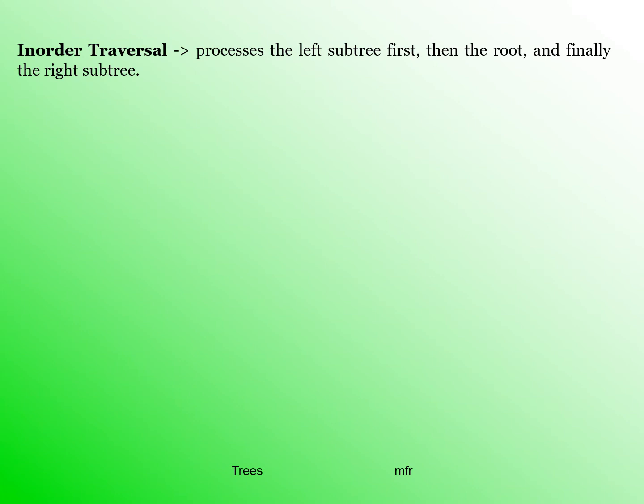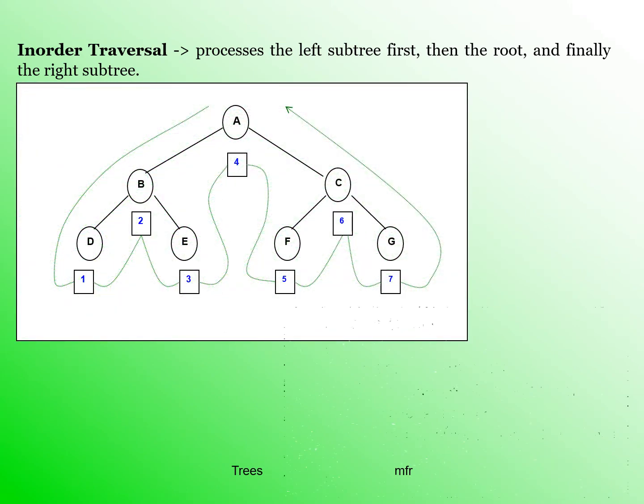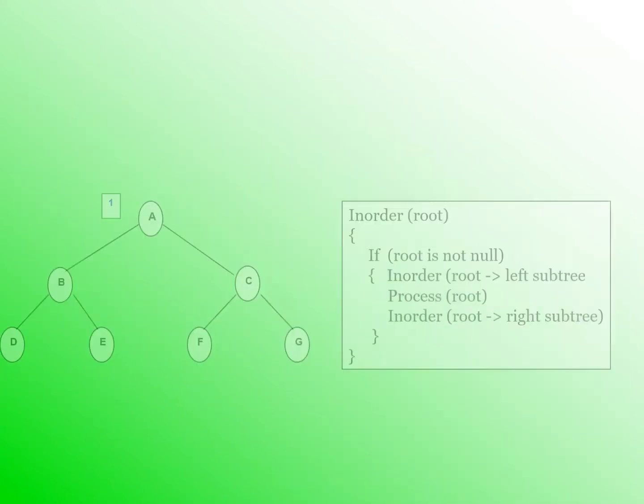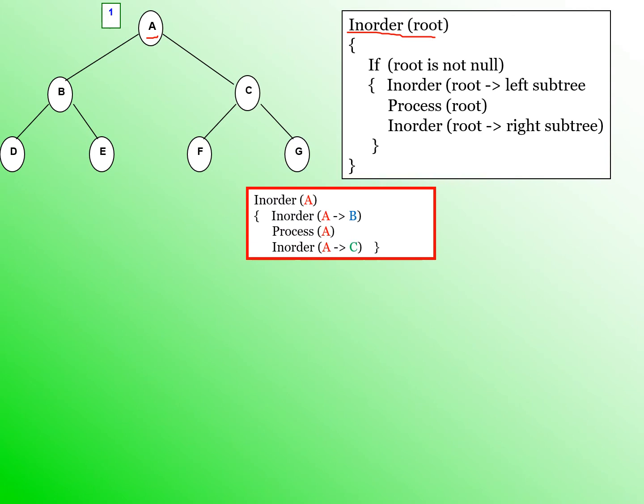Next. What if we have in order? So, in the in-order traversal, we process the root in the middle. So that means left subtree will be processed first, followed by the root, and then the right subtree. So same tree, and then ito yung kanyang pseudocode. Okay? So napansin niyo yung process root nasa gitna. Alright. So this is a recursive algorithm. Okay? So we have in-order root. So, ang root natin ay A. So, we have in order A.